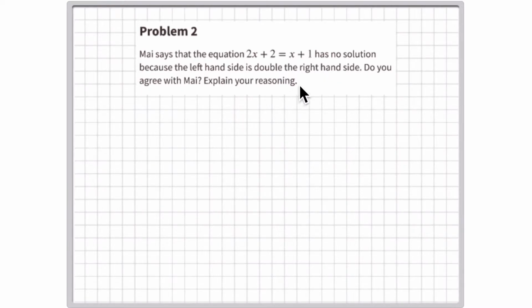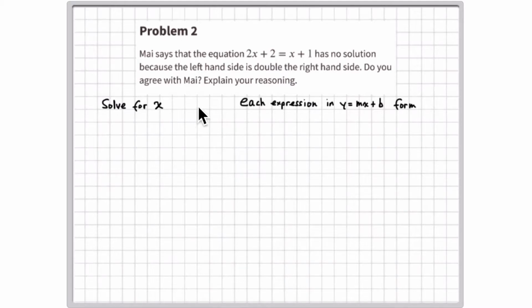Explain your reasoning. Well, if you look at it right away, and if you look at each expression as a separate equation, you see that they have different slopes. This has a slope of 2. This has a slope of 1. So if you graph this side and graph this side, each has lines, and those lines will intersect. This has a y-intercept of 2. This has a y-intercept of 1.